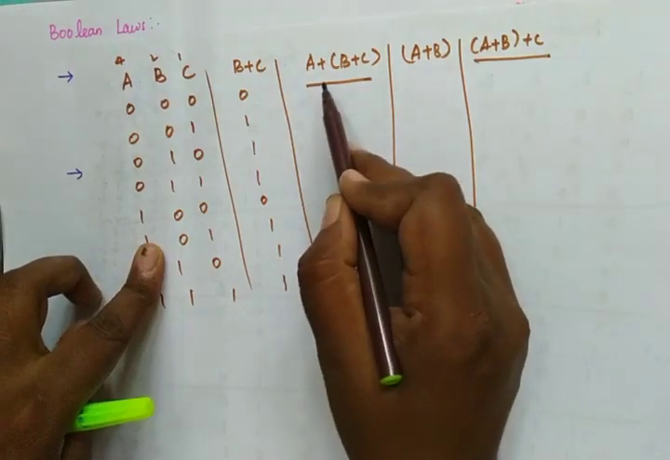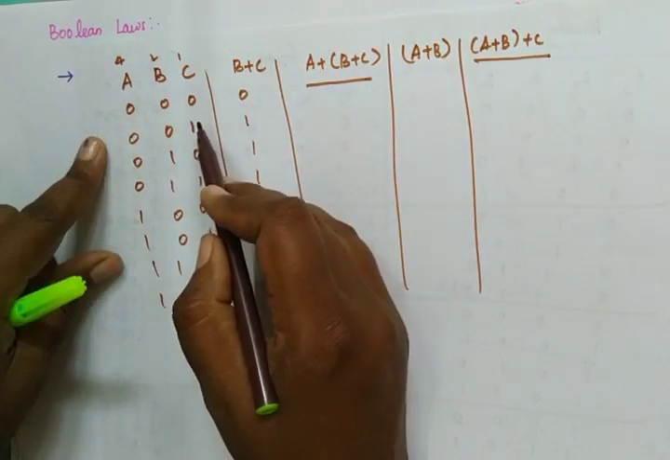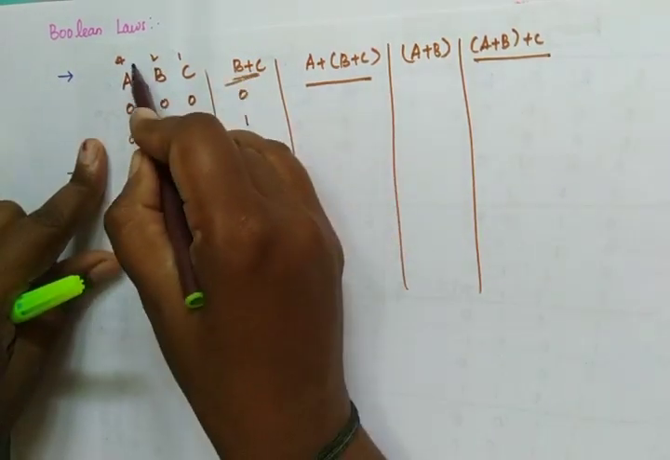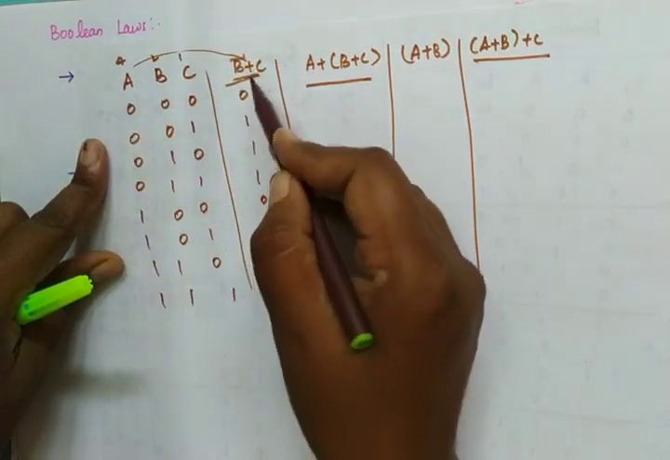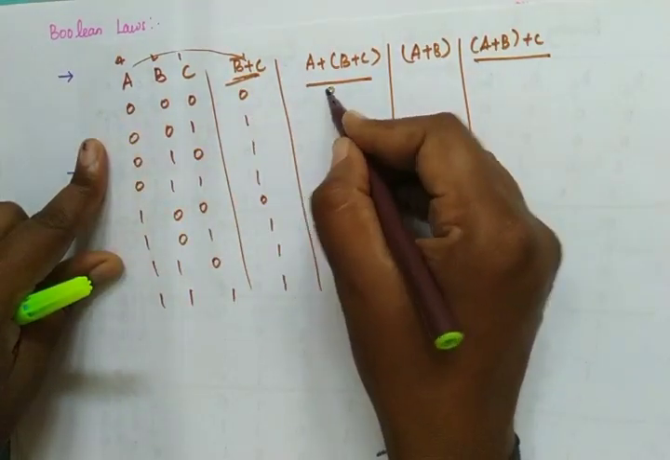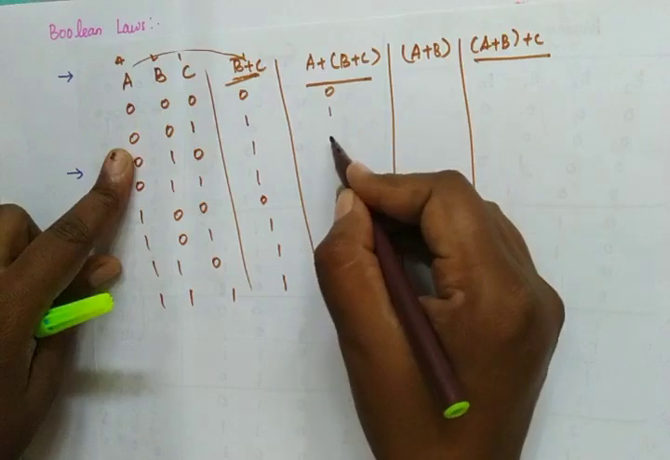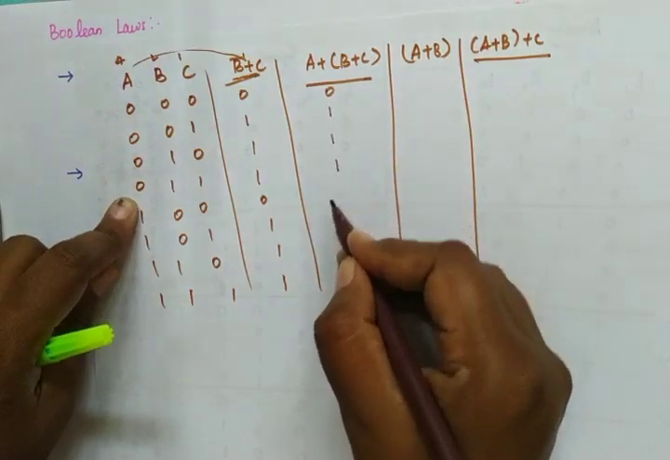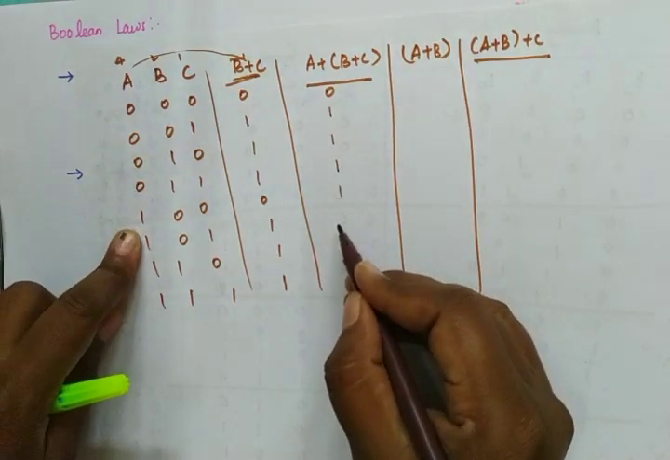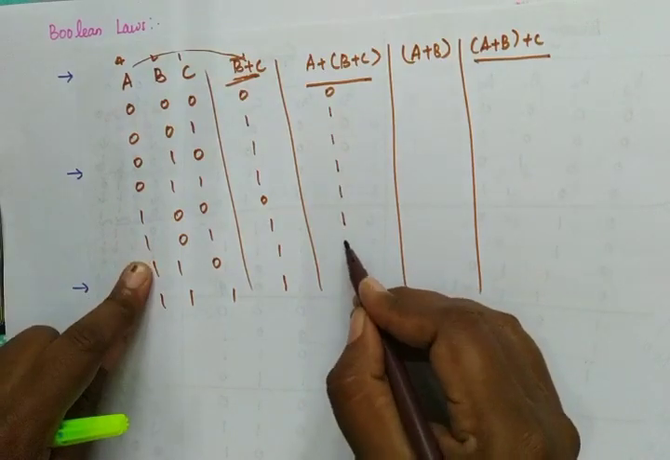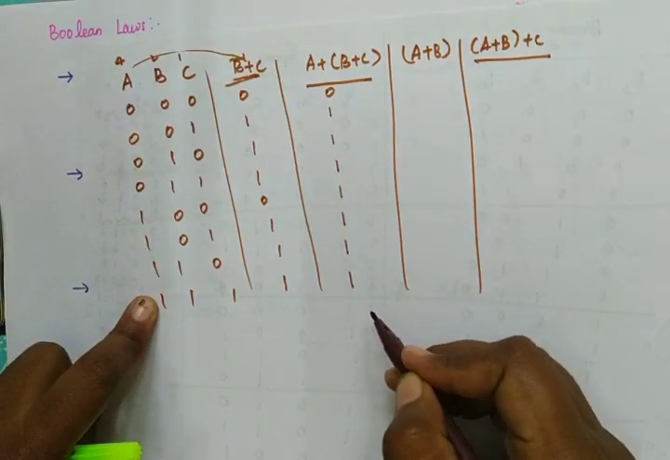Now what is a plus (b plus c)? So here we have b plus c. Now we must add this a along with this b plus c. So 0 plus 0 is 0. 0 plus 1, 1. 0 plus 1, 1. 0 plus 1, 1. 1 plus 0, 1. And 1 plus 1 is 1. 1 plus 1 is 1. 1 plus 1 is 1.